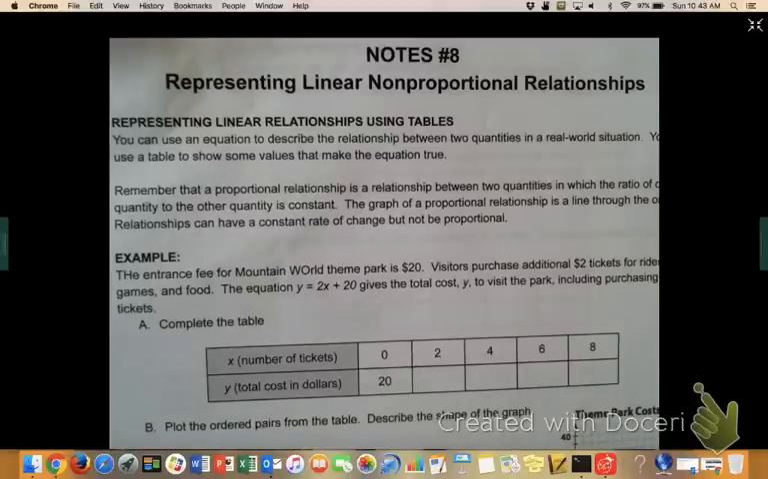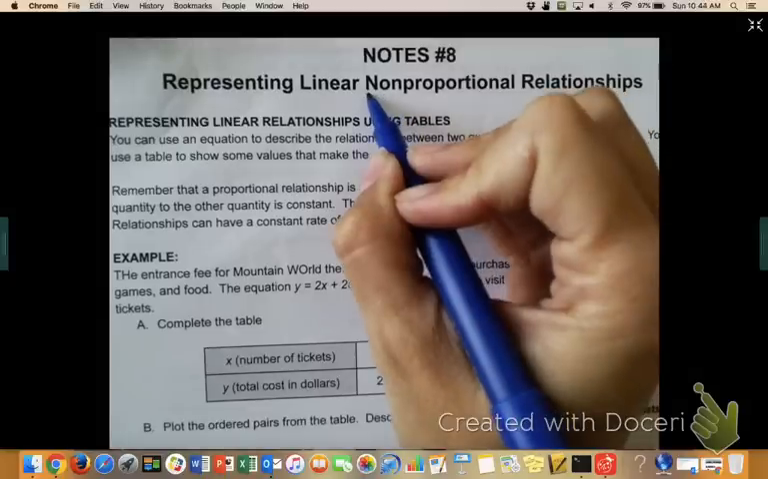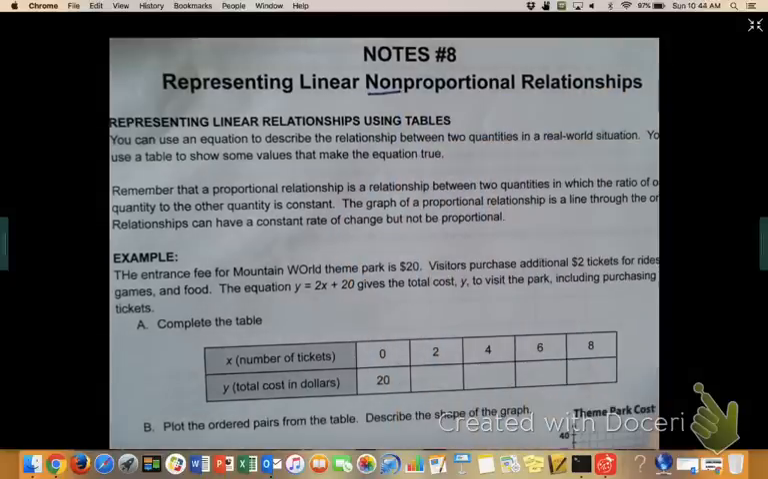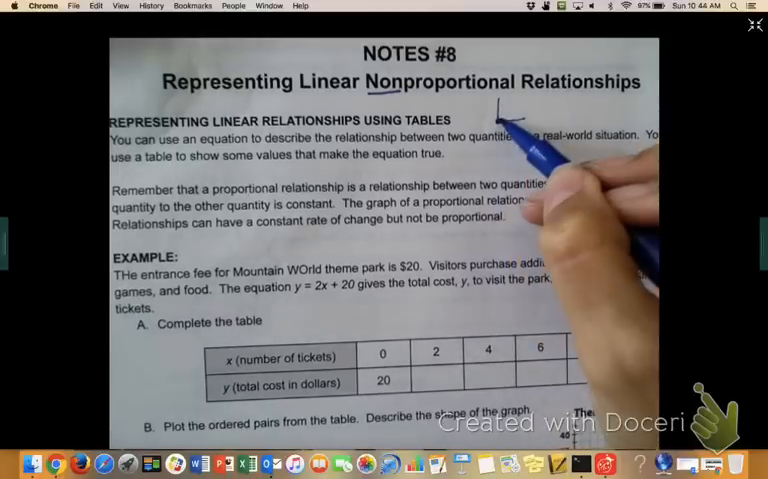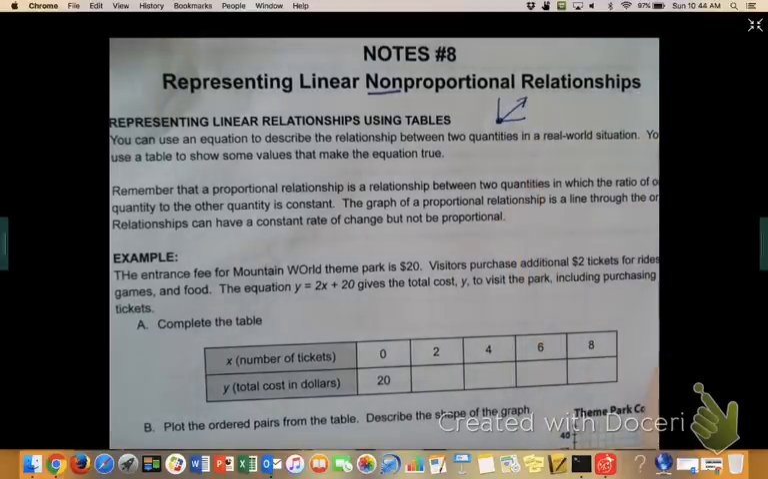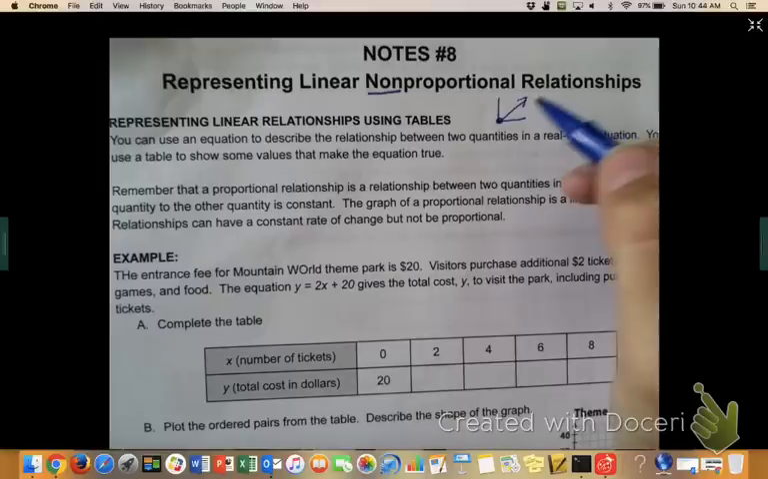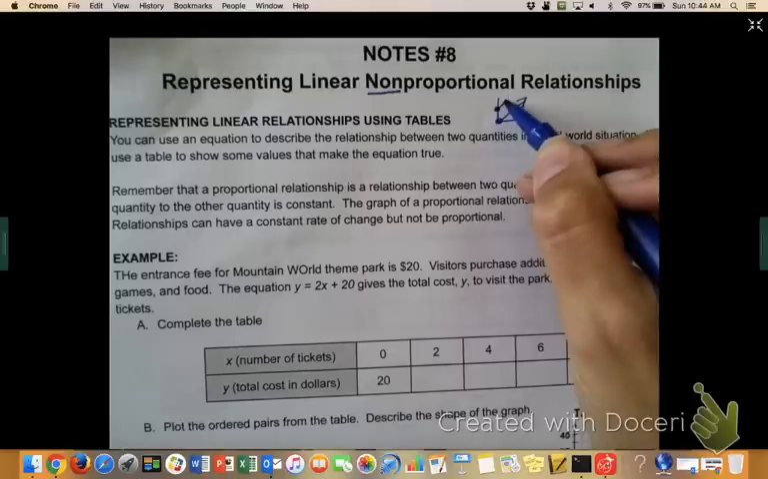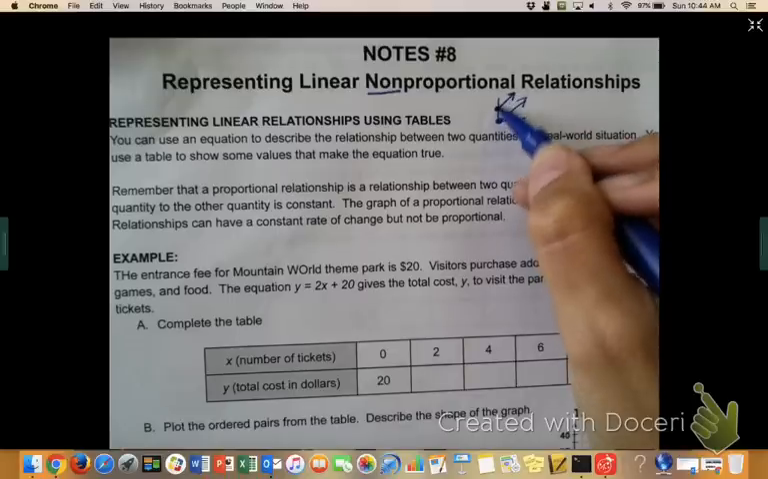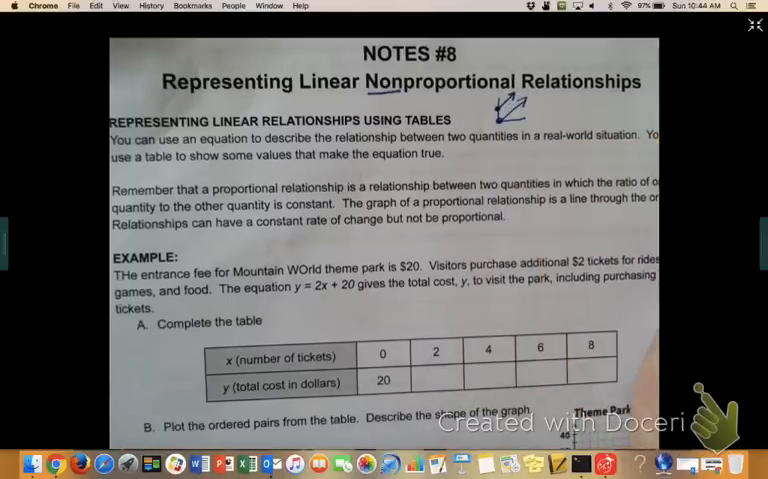Okay, we are ready for Notes 8. This is representing linear non-proportional relationships. A real quick review, proportional relationships start at 0, 0, and so when they are graphed, they are going to start at the 0, 0 and then be linear from there. Non-proportional, we're going to find out. It's probably still going to be linear, but it may not go through the 0, 0, the origin. It may go from somewhere else on the y-axis. So we'll figure all that out.